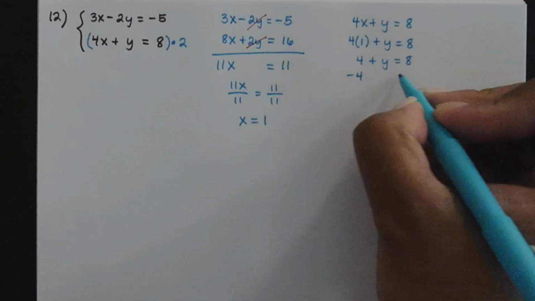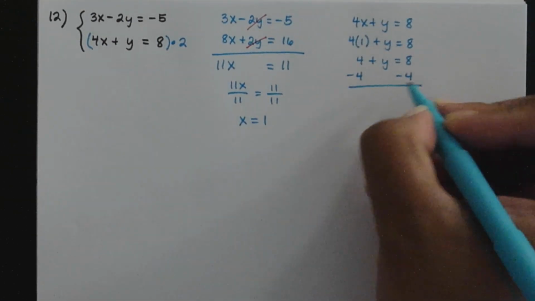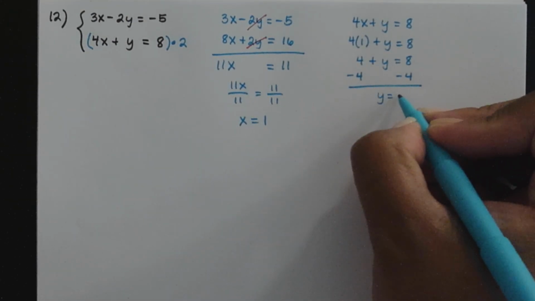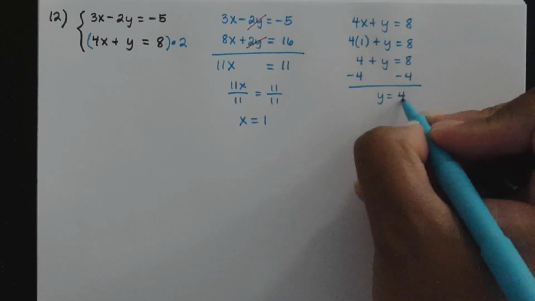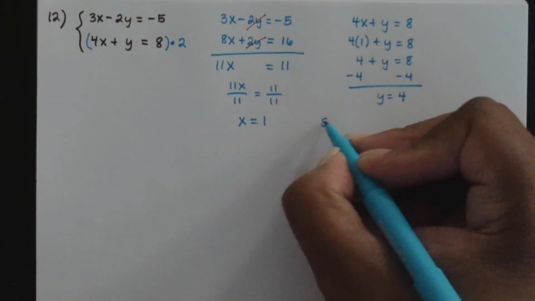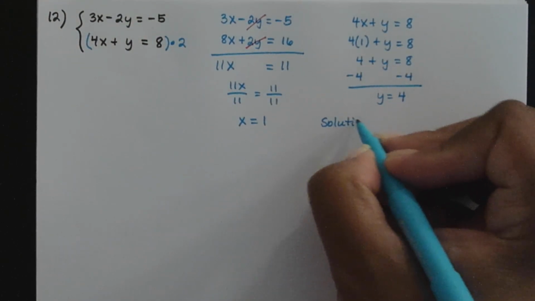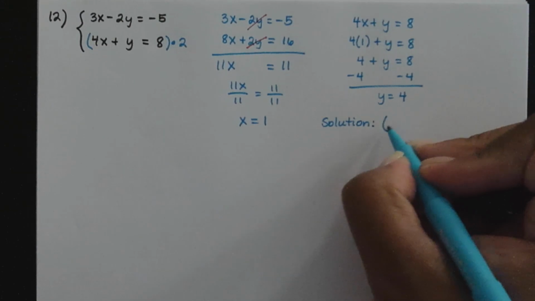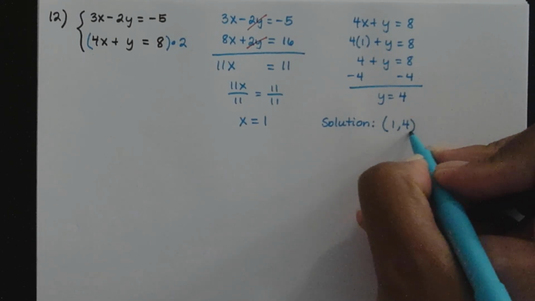What must y be equal to? 4. Okay, so y is 4, and we have x equals 1. So our ordered pair solution for this system of equations will be 1, 4.